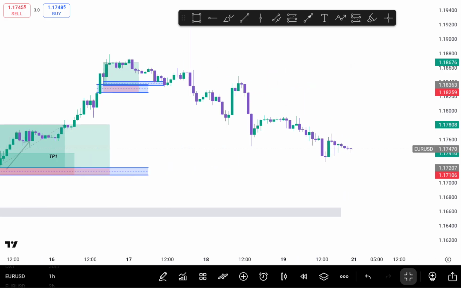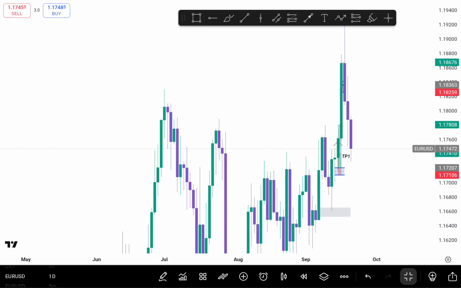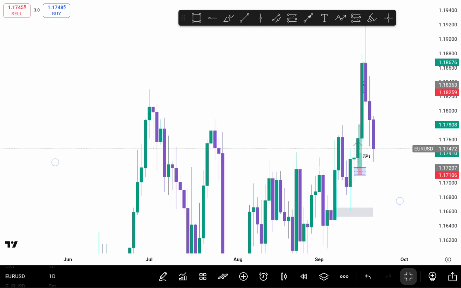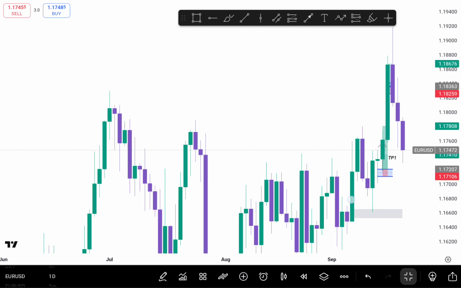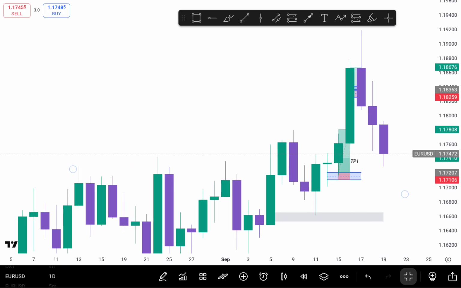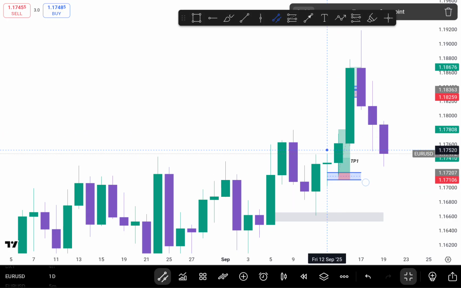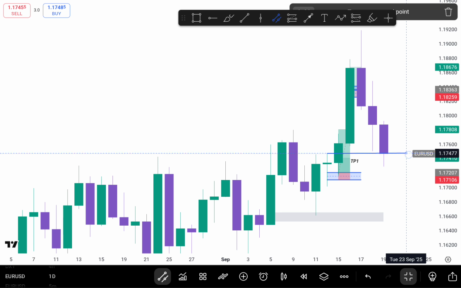We'll be looking at possible high probability setups for the week. On the EUR/USD, let's go over to the daily time frame. We have this fair value gap here we'll be looking to trade from, in which we'll be looking to trade for.